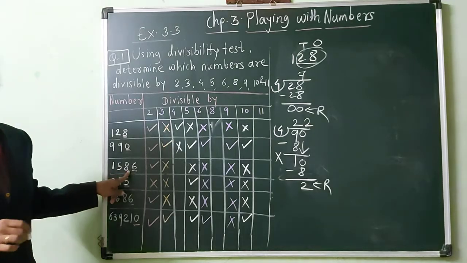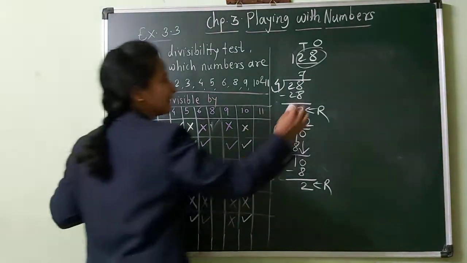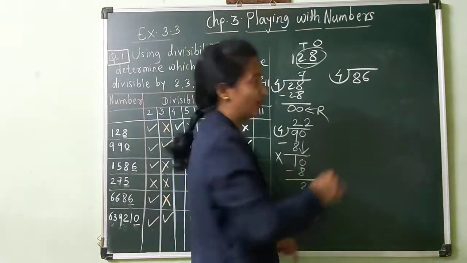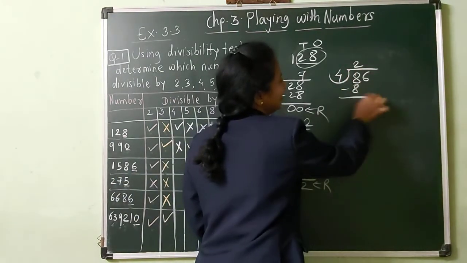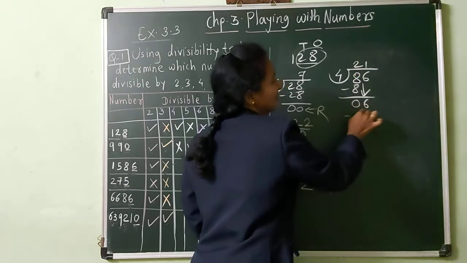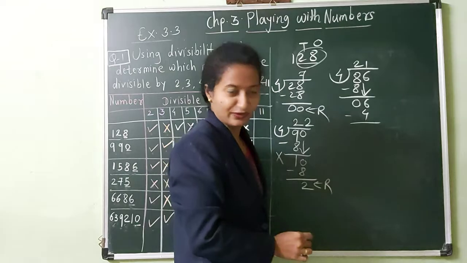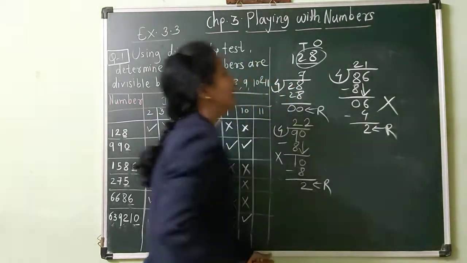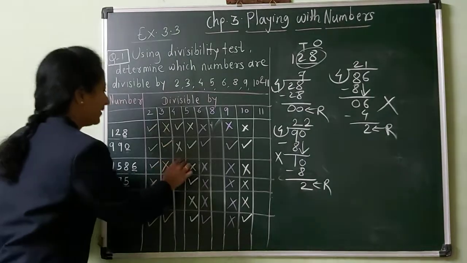Now focus on the last two digits, 86. Which number form 86? Check 86. Is it divisible by 4? 4 2s are 8. 8 minus 8, 0. Bring down the 6. 4 1s are 4. 6 minus 4 is equal to 2. Here you got remainder as a 2. So this number is not divisible by 4.